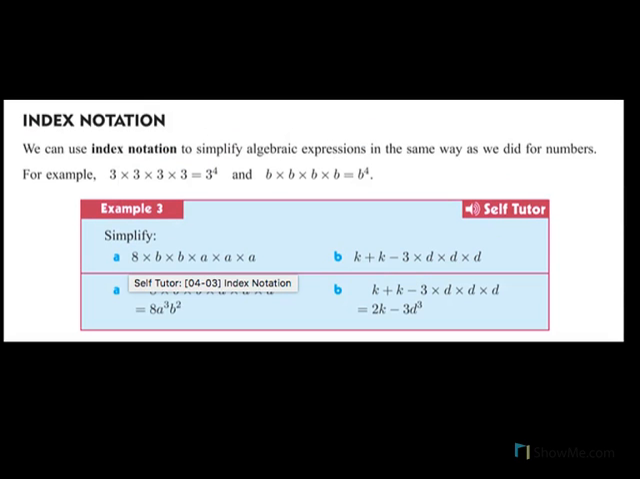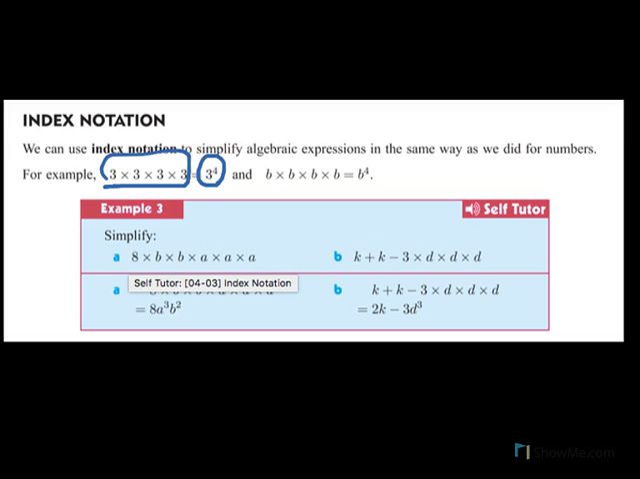Now let's have a look at index notation. It is a way to simplify algebraic expressions the way we did it for numbers. So here, rather than adding 3 plus 3 plus 3 plus 3, we're multiplying. And we know that 3 times 3 times 3 times 3 equals 3 to the power of 4. If you use your calculator, you're going to get the same answer. 3 times 3 is 9, 9 times 3 is 27, 27 times 3 is 81. So 3 to the power of 4 is 81.